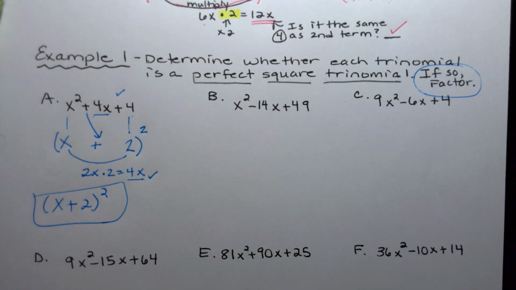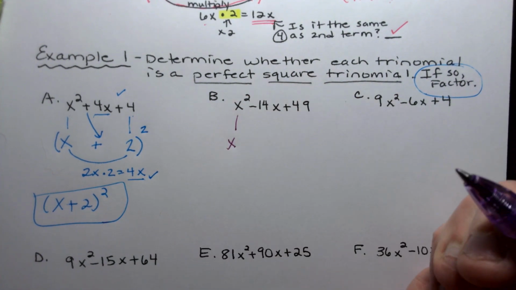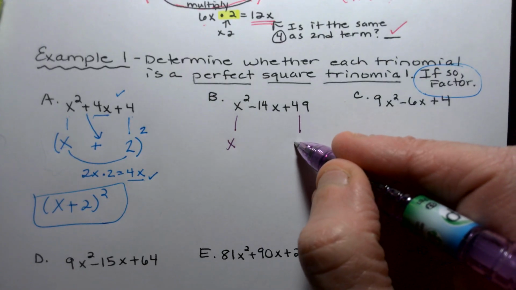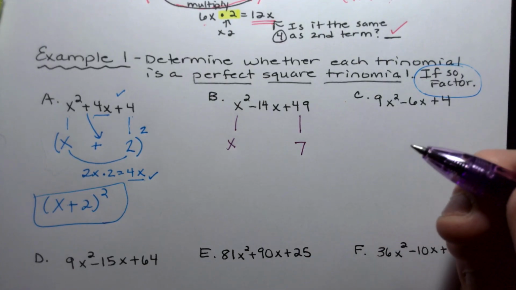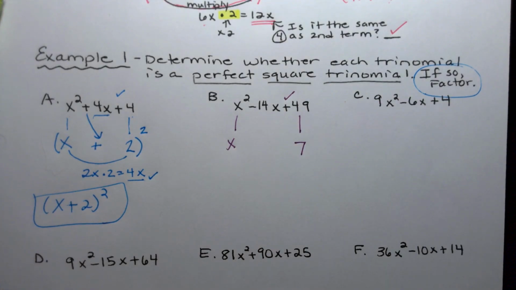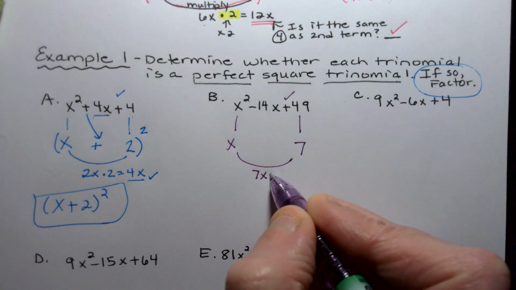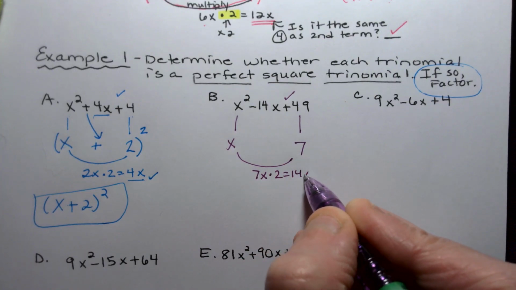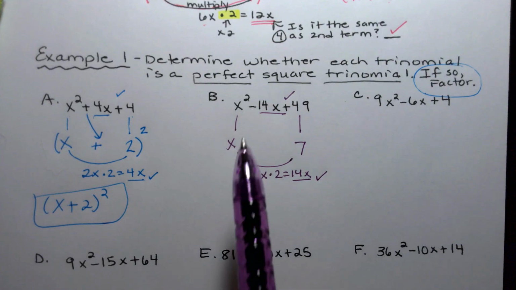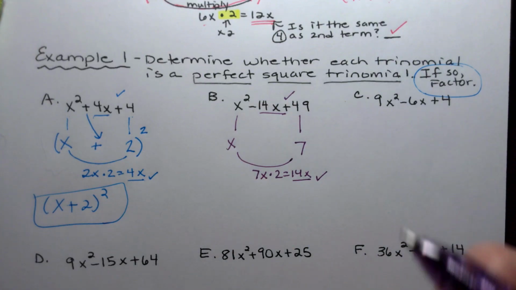Let's try the next one. Is that a perfect square? Yes. Check. Is that a perfect square? Yes. Check. Is this a plus sign? Check. Now we make the smiley and do our last check. Multiply them and get 7x. Times it by 2, 14x. Does that match? Check. Doesn't matter that there's a subtraction in front. So we have a perfect square trinomial.